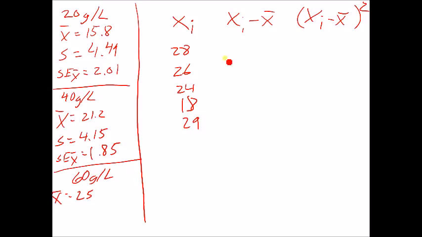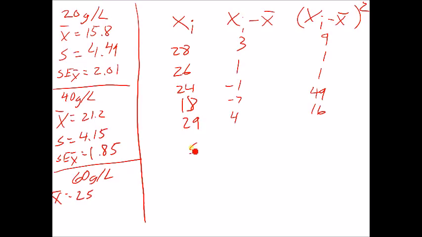Now let's fill in our table. So we're going to go 28 minus the mean of 25 to get 3, 3 squared to get 9, 26 minus 25 to get 1, 1 squared to get 1, 24 minus 25 to get negative 1, negative 1 squared to get 1, 18 minus 25 to get negative 7, negative 7 squared to get 49, 29 minus 25 to get 4, 4 squared to get 16.